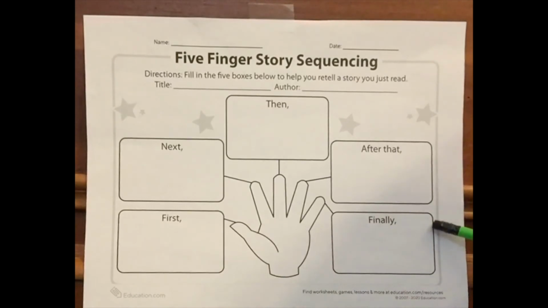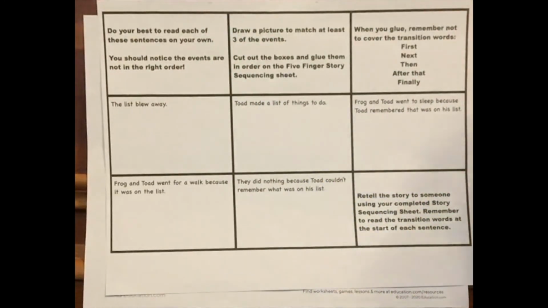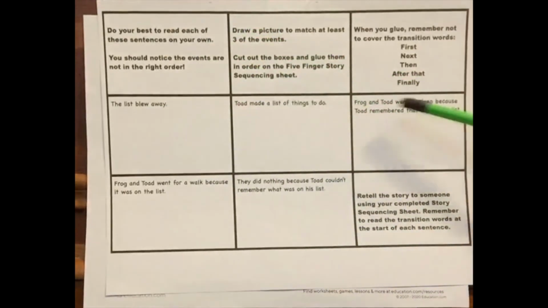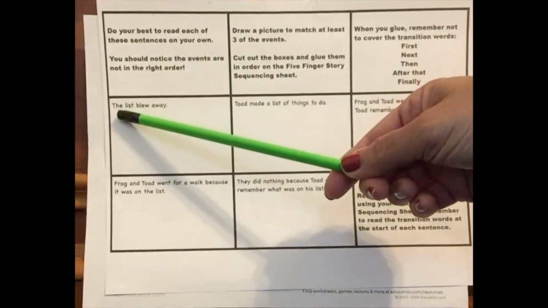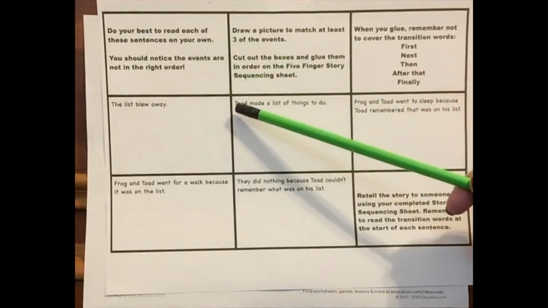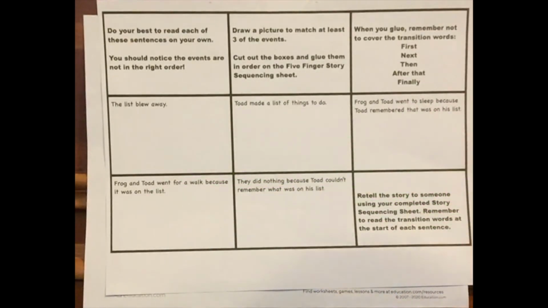So we have this sheet for you to use, but we also have this sheet. And this paper has the events from the story. So you do your best to read each of these sentences on your own. You should notice the events are not in the right order, right? Look at this. It says the list blew away. Did that happen first? So you should be trying your best to read what those are. And these papers will be on my website in the Frog and Toad section.